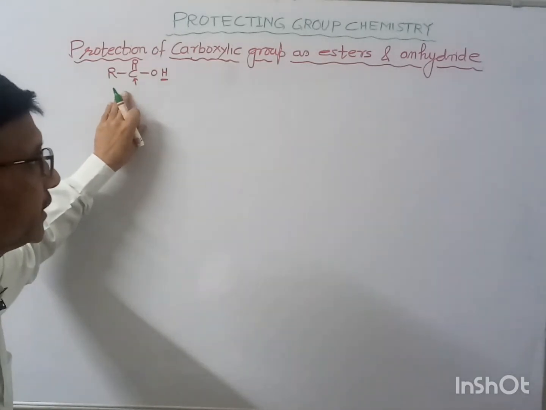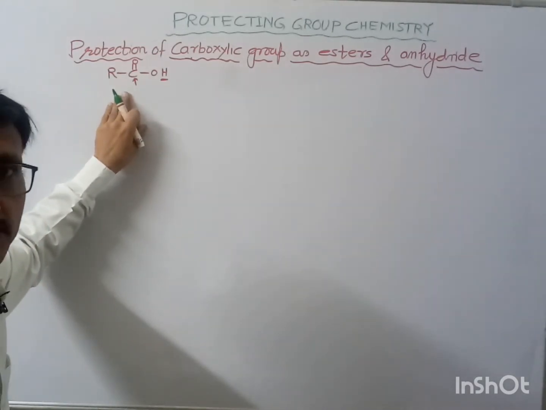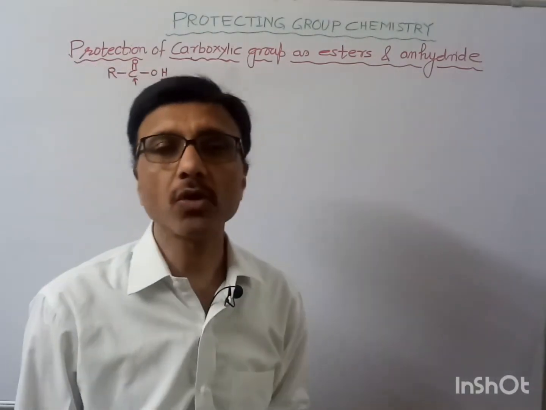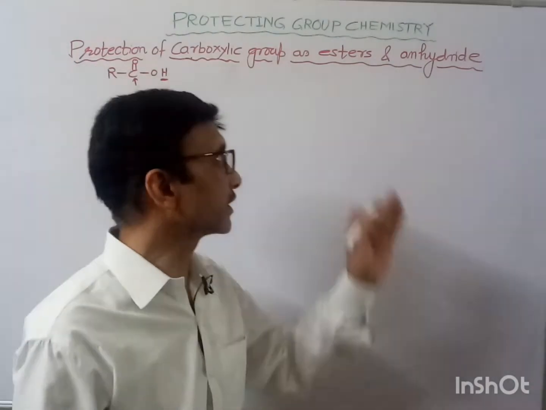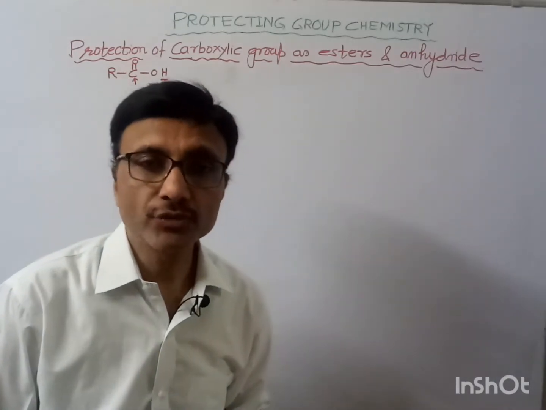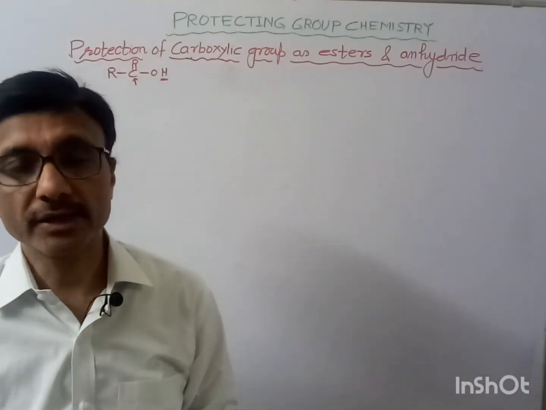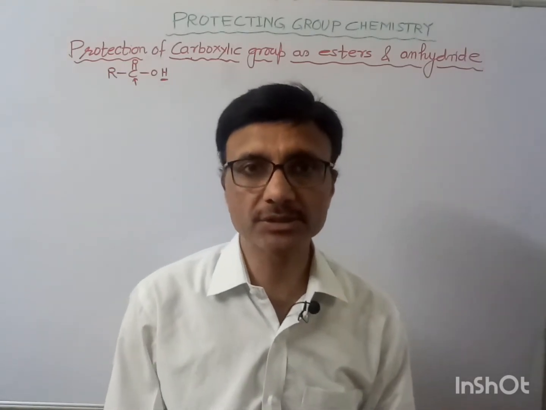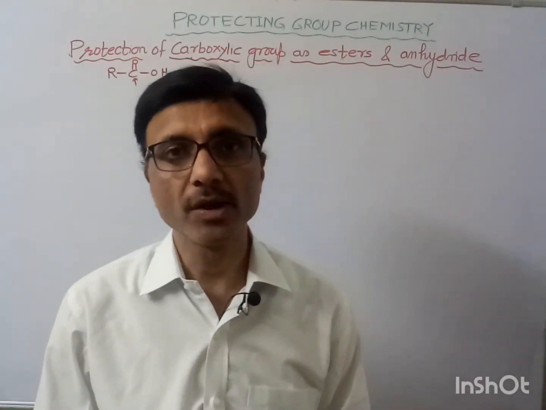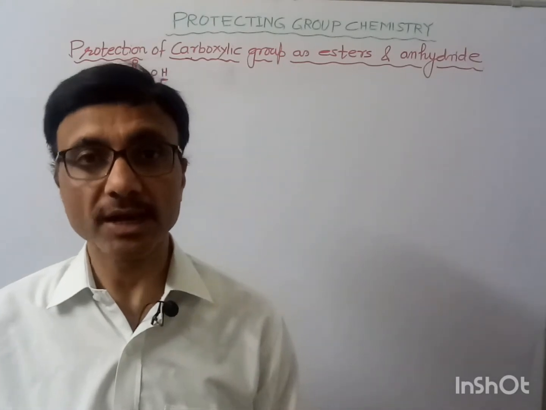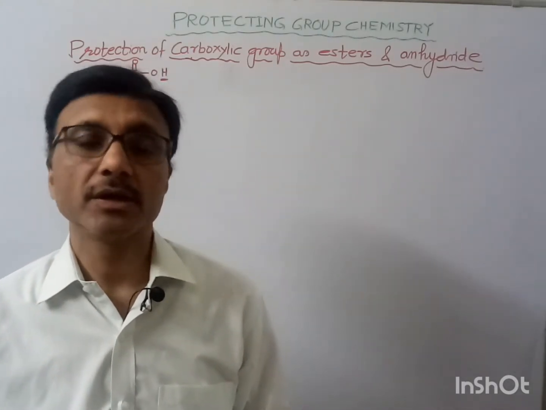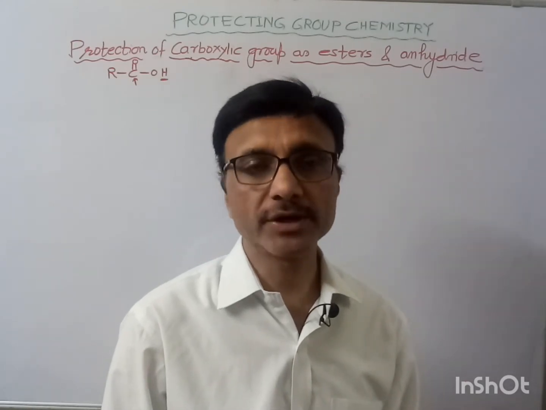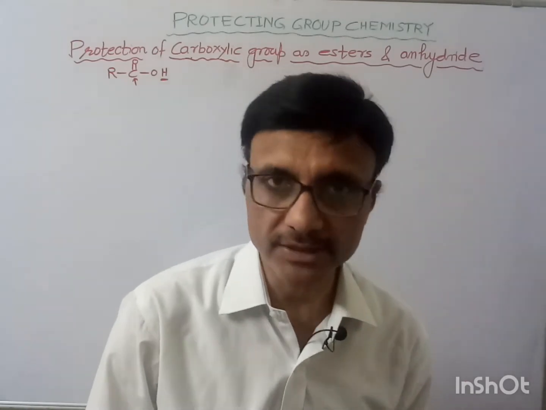So how can we protect it? Either we can convert this acidic functional group into esters or into an anhydride. We can convert this RCOOH group into esters in many ways: it may be converted into methyl esters, ethyl esters, silyl esters, tertiary butyl esters, allyl esters, or benzyl esters. It can be converted in the same way into various anhydrides.